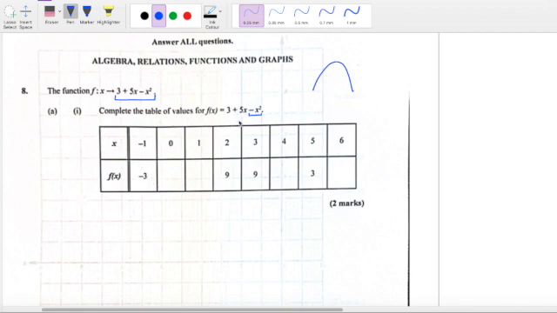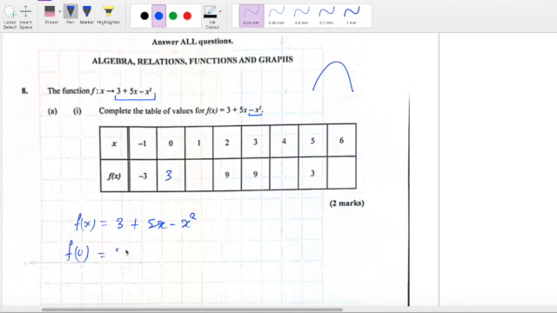Complete the table of values for this. So we have f of x is 3 plus 5x minus x squared. So f of x when x is 0: this will be 0, this will be 0, so we'll get 3.